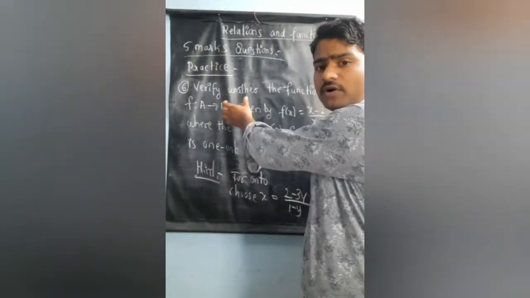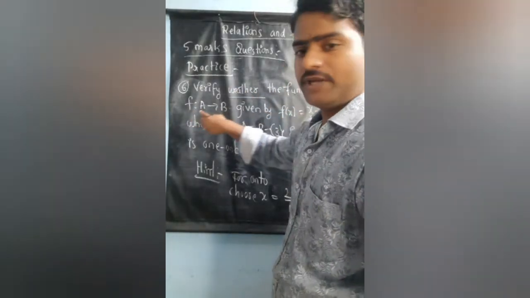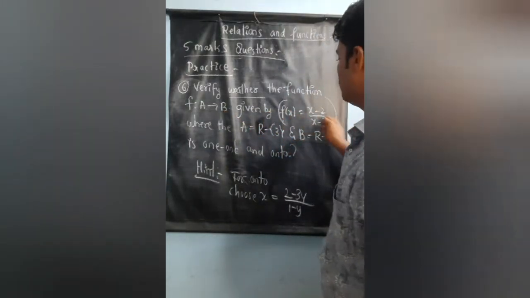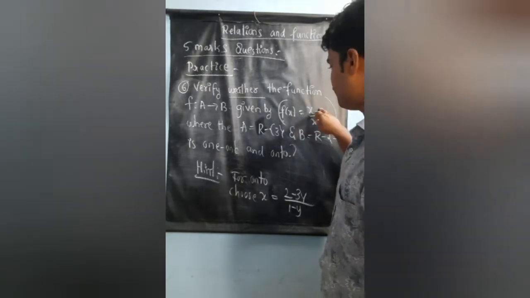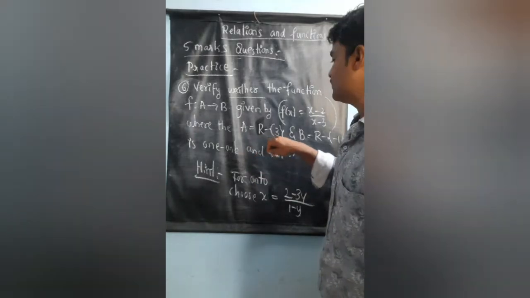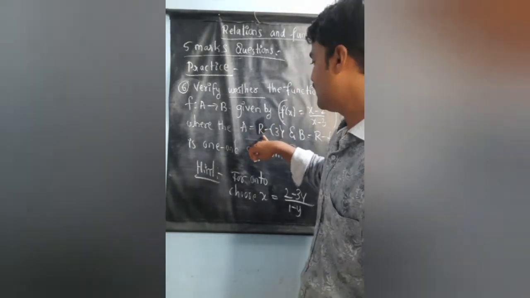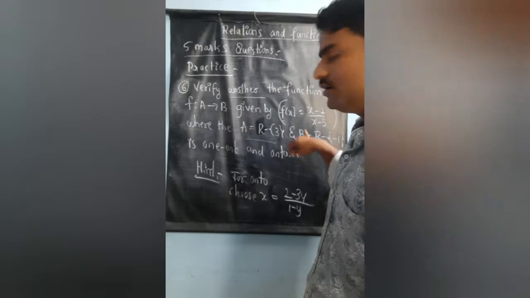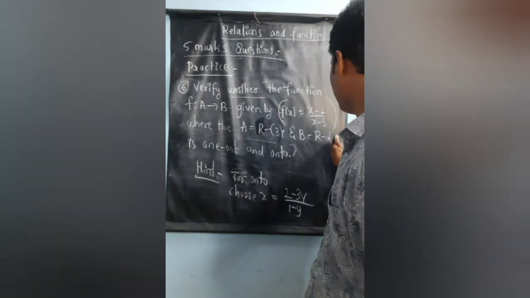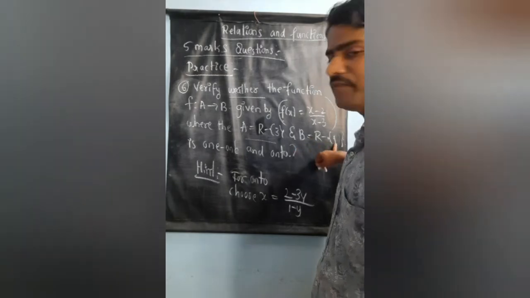So here is one more important question. Verify whether the function f defined from A to B, given by f of x equal to x minus 2 divided by x minus 3, where A is R minus 3, meaning R except 3, and B is R minus 1, meaning R except 1.